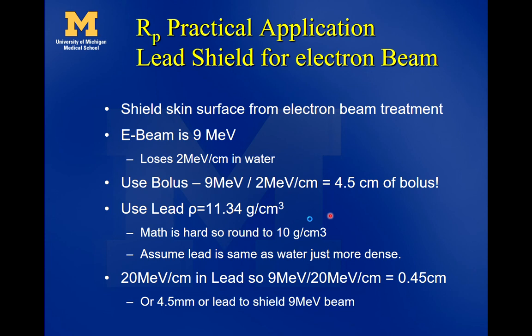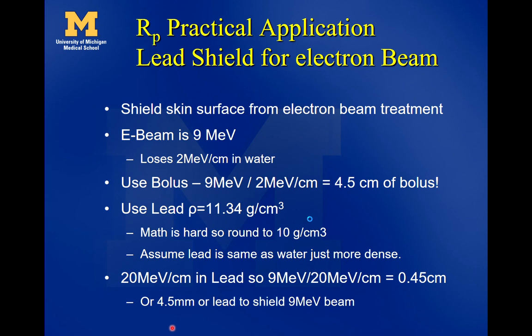And I mentioned earlier that for a lot of these beams, when they're at high energy, it doesn't really matter what material they're made out of. And because 11.34 is a difficult number to work with, we're going to round down. So let's just round down to 10 grams per centimeter cubed of lead. And when we do this, we're going to be overestimating the amount of lead we need to shield our 9 MeV beam. And let's assume lead is the exact same thing as water, just more dense.